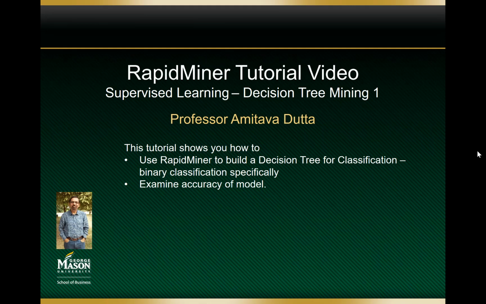Hello, in this tutorial we will use RapidMiner to build a decision tree for classification. So the target variable is categorical in this case, and more specifically we are looking at binary classification. And we will go on to examine the accuracy of the model based on the confusion matrix that is generated as part of the performance evaluation process.